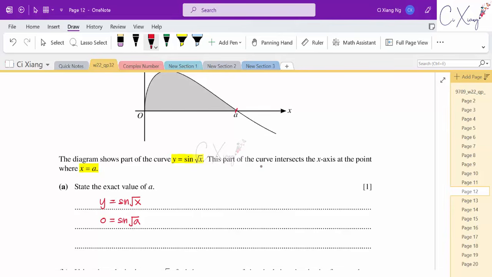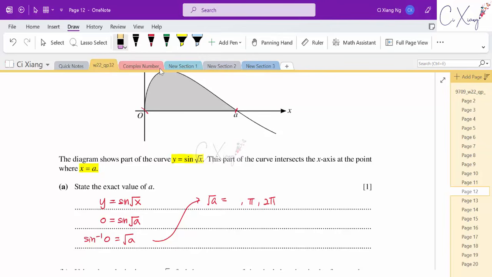Okay, so sine inverse 0, I'll get the square root a here. And now we need to consider, when sine inverse 0, there are many possible values. It can be 0, it can be pi, it can be 2 pi, it can be 3 pi, and so on. Definitely the answer is not 0 because it is not on the origin.